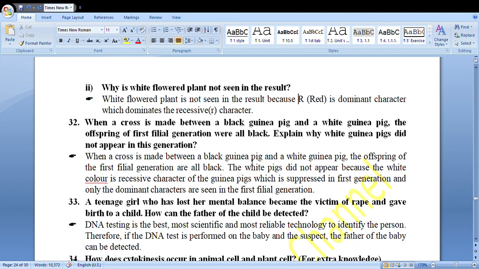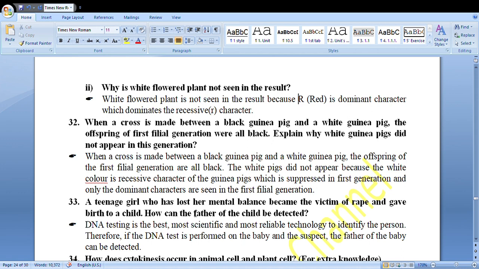When a cross is made between a black guinea pig and a white guinea pig, the offspring of the first filial generation are all black. The white guinea pig did not appear because white color is a recessive character of guinea pigs, which is suppressed in the first generation, and only dominant characters appear in the first generation.